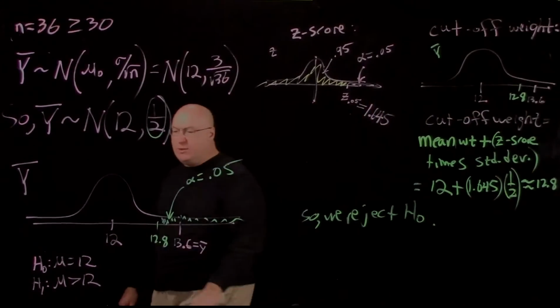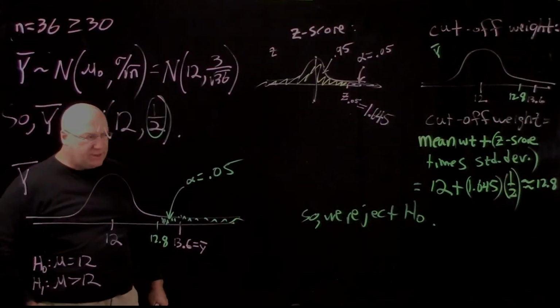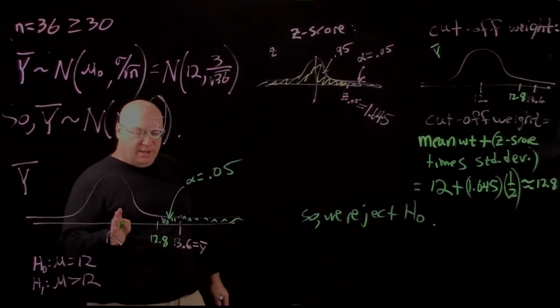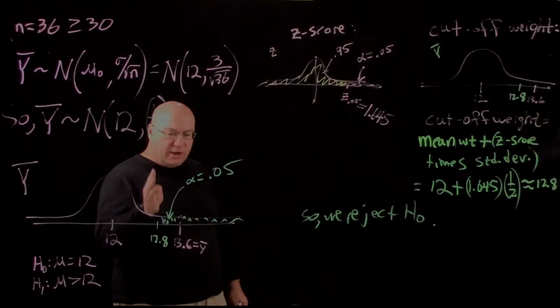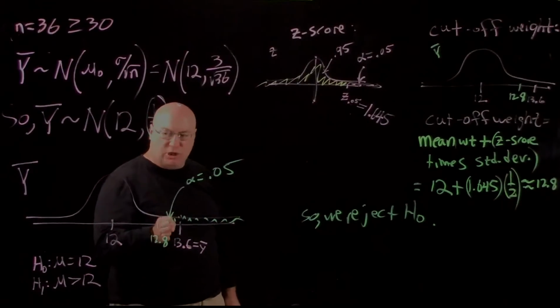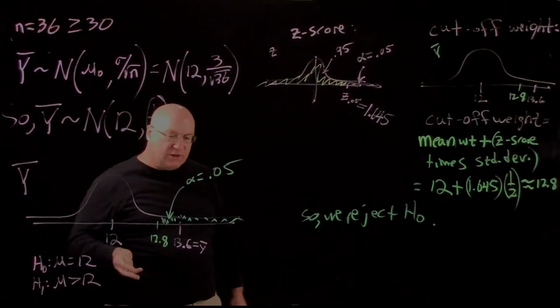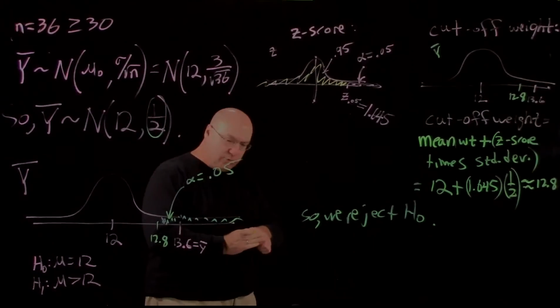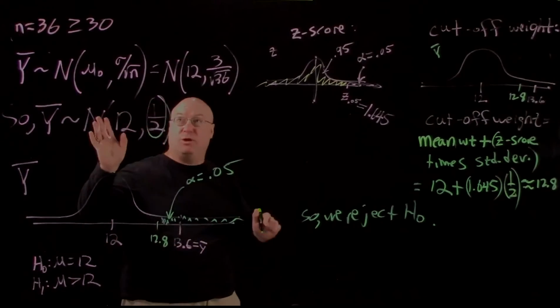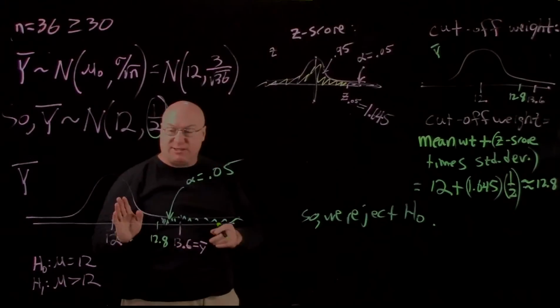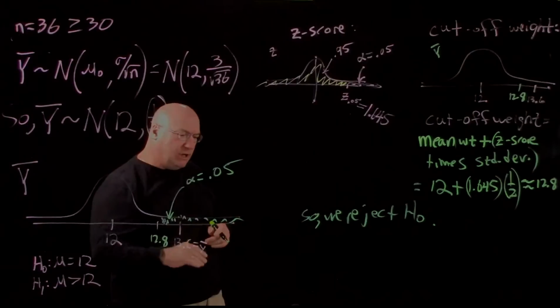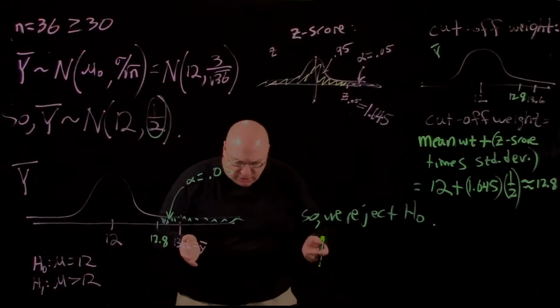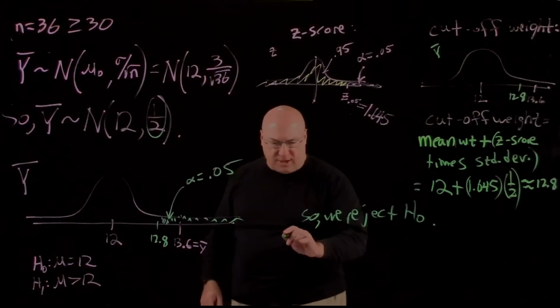H naught was that we think the mean is 12. H1 is that we think it's greater than 12. The value I got for the sample mean pushed past what our cutoff weight is for what we're considering unusual for Y bar. So that indicates that I'm probably wrong. And at the alpha equal 5% significance level, I'm probably wrong here, and I should move my mean over somewhat. It's a bigger value. So the final conclusion is the following.